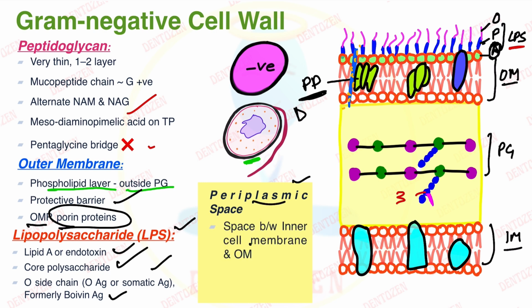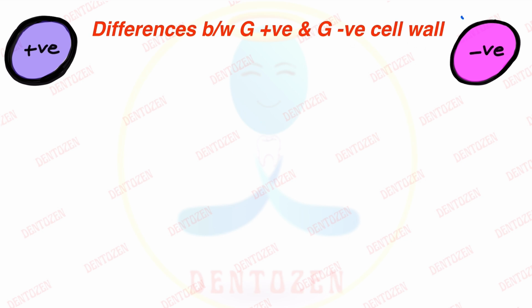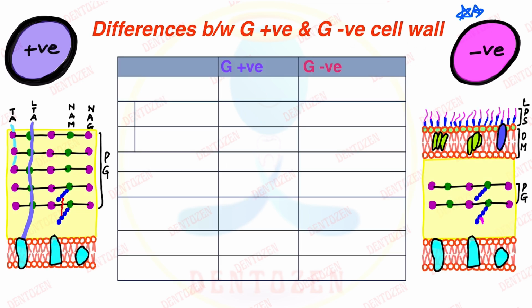It has peptidoglycans. So we already know the two types of cell walls, gram positive and gram negative. Let's see the differences quickly, which can be an important short note for you. Let's summarize. First important is peptidoglycans. They are present in both, but they are thicker in gram positive.